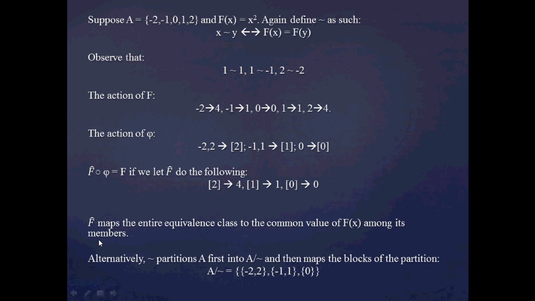And there are many ways of looking at this. The way I see it is that tilde, the equivalence relation, is going to partition A into A modulo tilde. In other words, it's going to make A modulo tilde as this partition: -2, 2, and then -1, 1, and then 0. And then this special function f hat is going to take these entire objects, the set -2, 2, which is the equivalence class of 2, and send it to the common value of f of x among these members, which was 4. So hopefully conceptually you can start to see what's going on in this function composition here.